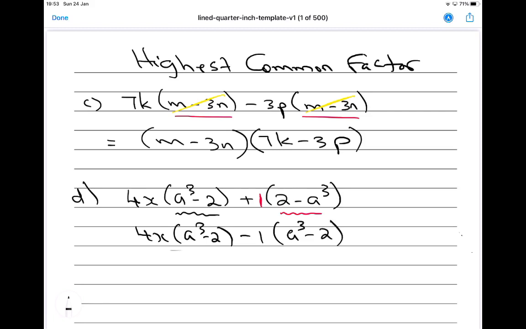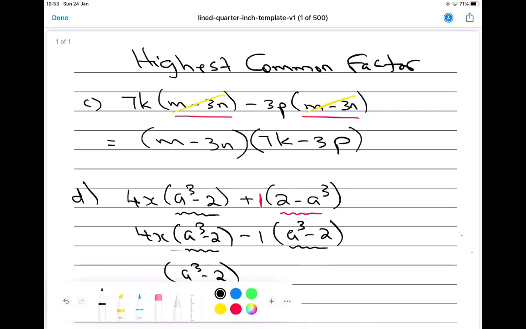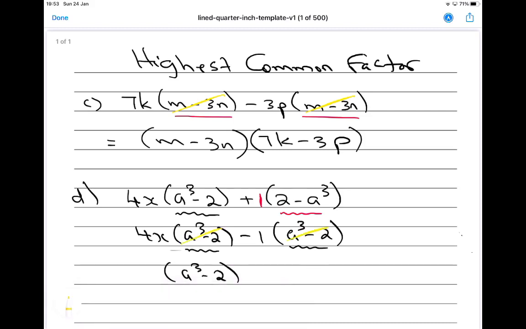Right, now we can see a cubed minus 2 is common in both terms. So take that outside. So a cubed minus 2 is out there now. So now it's like these have been removed. So what remains if you remove that? Right, clearly you remain with 4x minus 1.